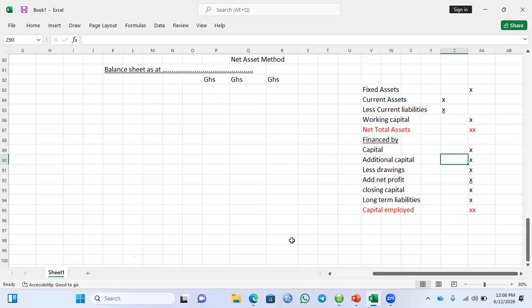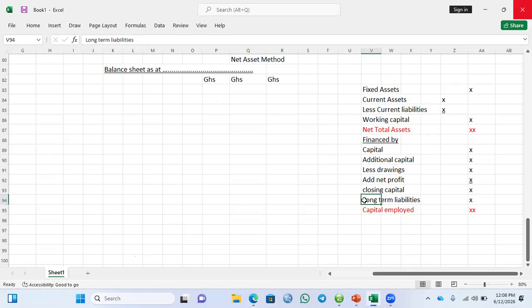Please, after getting all the capital, you get the net profit, do you add the long-term liabilities to it? Exactly. You add it together with the closing capital.